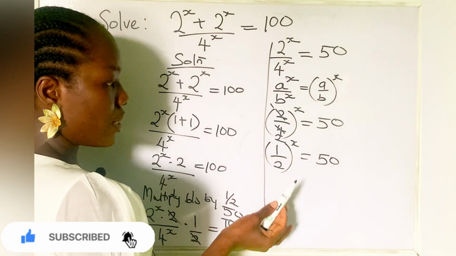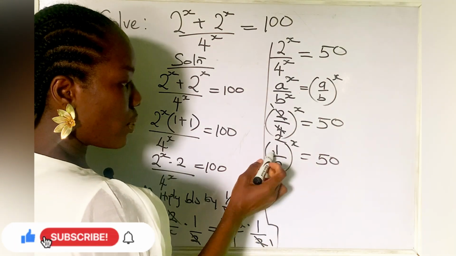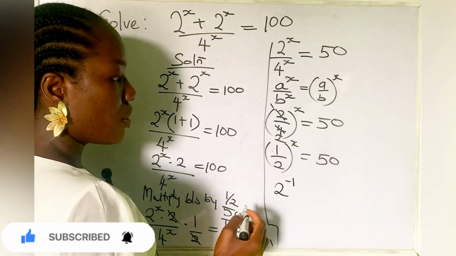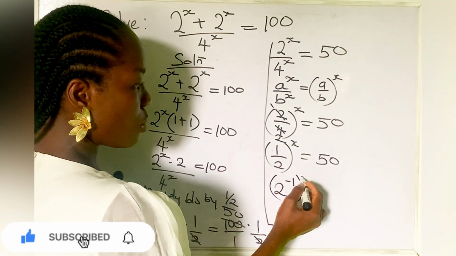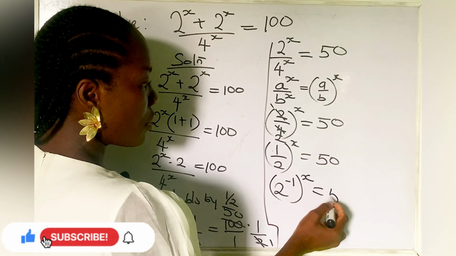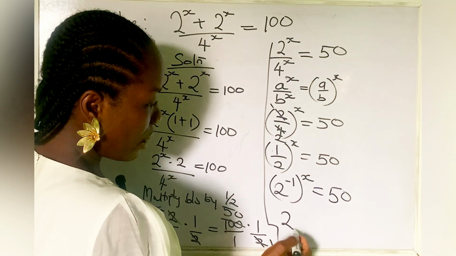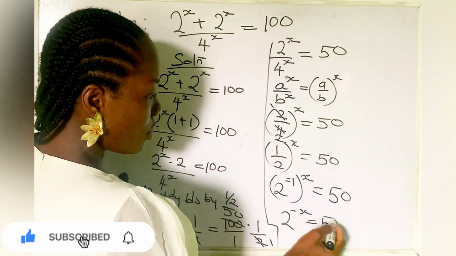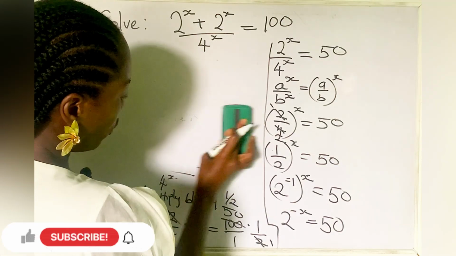Now, this is 1 over 2. We can rewrite 1 over 2 as 2 raised to the power of minus 1, okay? All raised to the power of x is equal to 50. So now this becomes 2 to the power of minus x, because these two powers will multiply, is equal to 50. Now, the next thing we'll be doing here is to take the log of both sides.